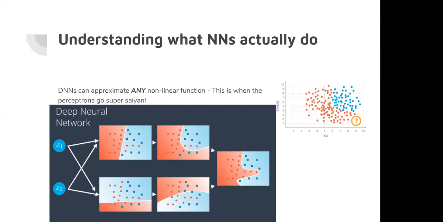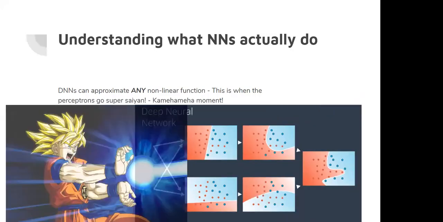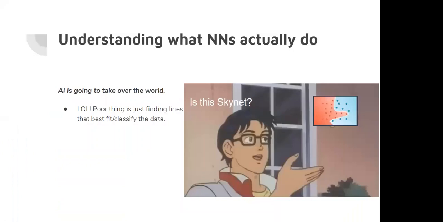So yeah, this is where perceptrons go super saiyan. This is the power of the perceptron. When you combine them, you get a deep neural network, and boom, this is the Kamehameha moment for perceptrons. So now you know what the neural network is actually doing. People say AI is going to take over the world. The poor thing is only finding lines that best fit and classify the data.